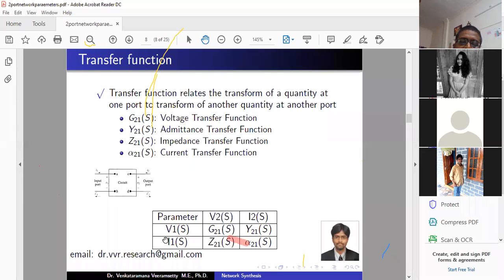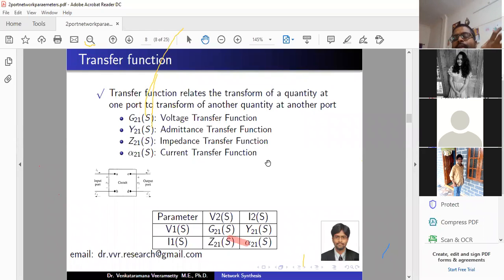I2 of S divided by I1 of S, that's equal to alpha 21 of S. This is called the current gain or a current transfer function. Transfer function means that function is trying to correlate a transform quantity, voltage or current, at one port to the transform quantity of another port, not at the same port.